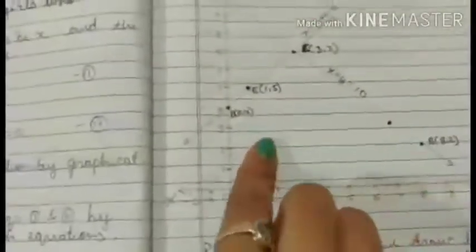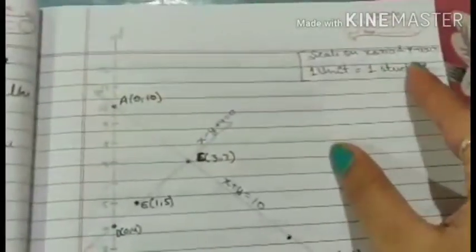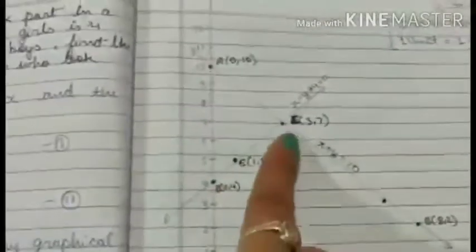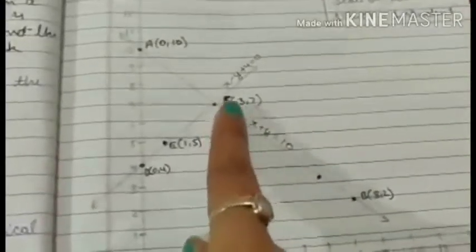Now we'll plot these points on the Cartesian system. Make x-axis and y-axis, and take some units on the horizontal x-axis and vertical y-axis. Scale on x-axis and y-axis is 1 unit equals 1 student, because we have to find the number of girls and boys, which are students. So first of all, for equation 1, we'll plot point A, x is 0 and y is 10. And for the same equation, we plot point B, where x is 8 and y is 2, and third point is C, x 3, y 7.